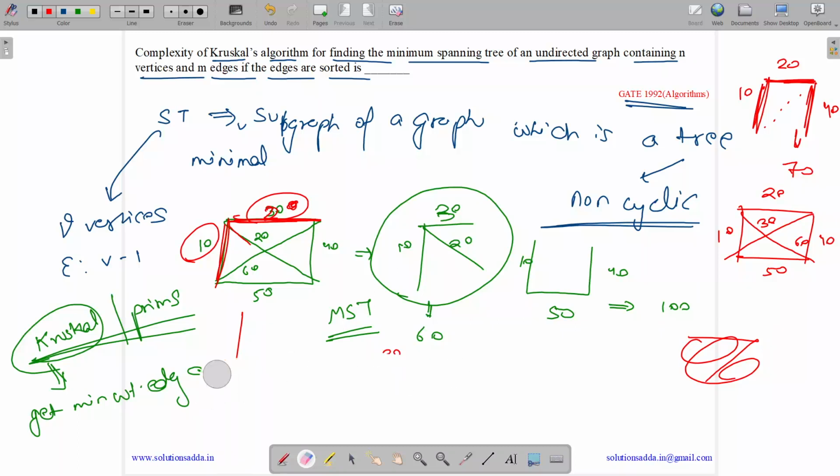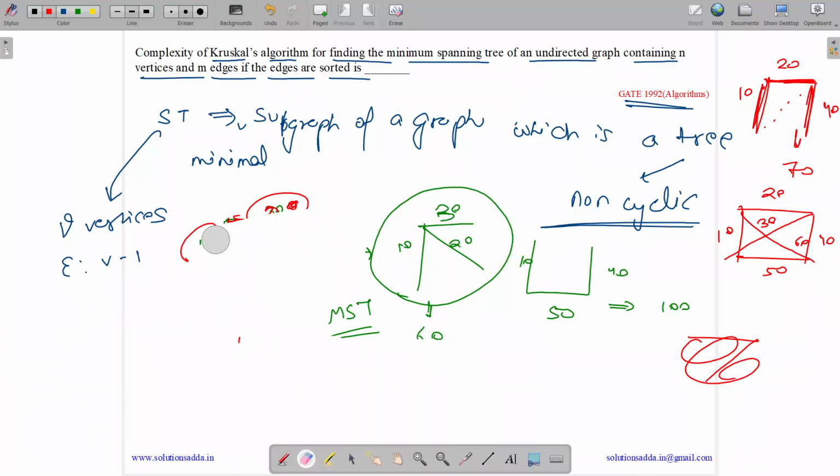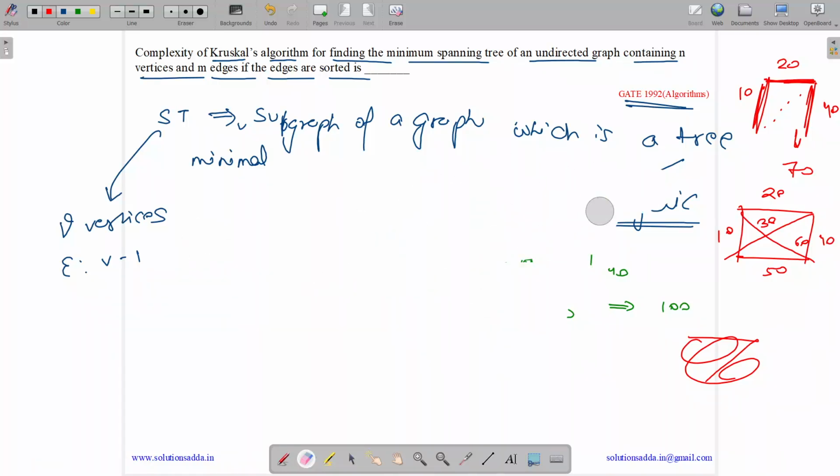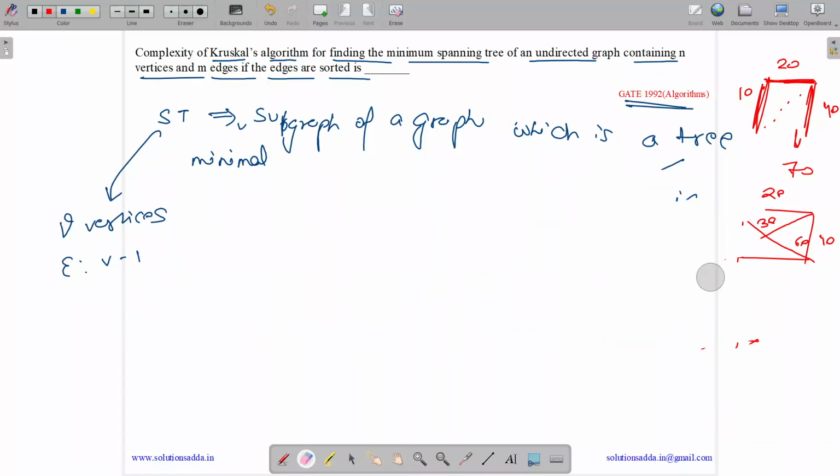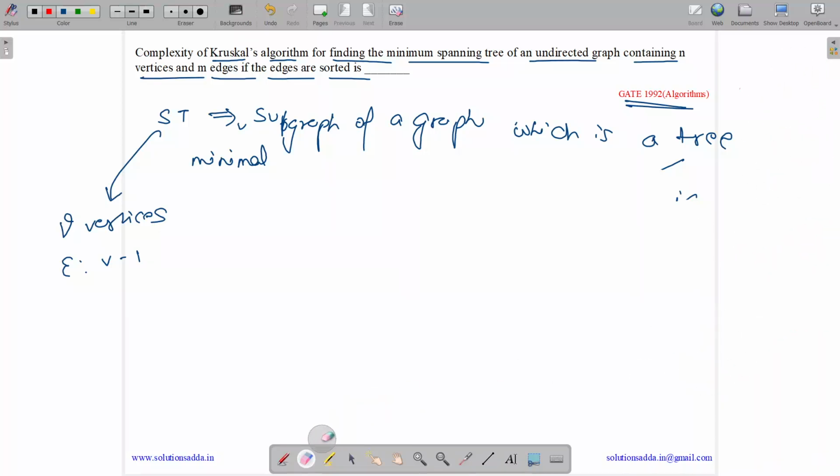So it is asking what is the complexity of Kruskal algorithm if all the edges have been sorted. Like we do not need to sort the edges, we can directly pick them up. So in the case when all the edges have been sorted, then Kruskal algo will basically boil down to the union find algo. Kruskal is basically done using union find, but we also need to sort.